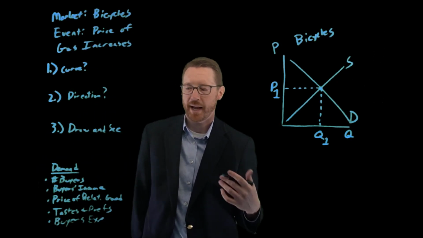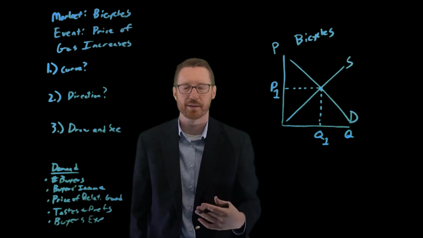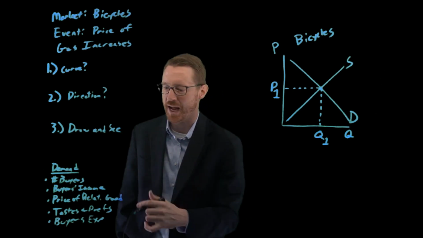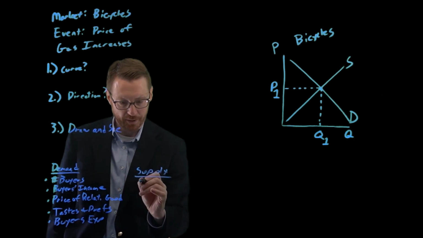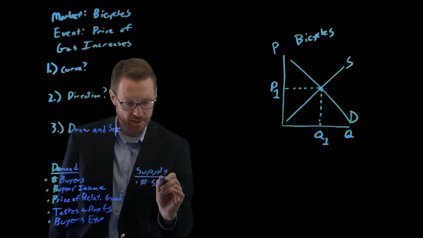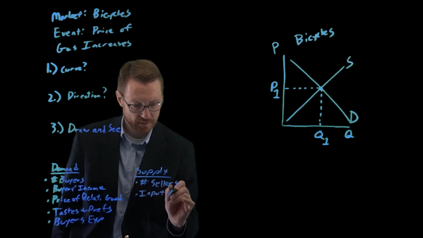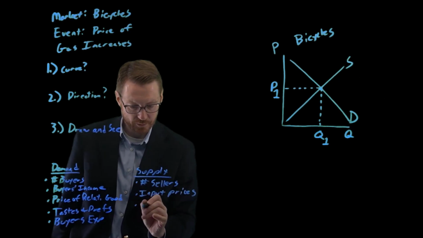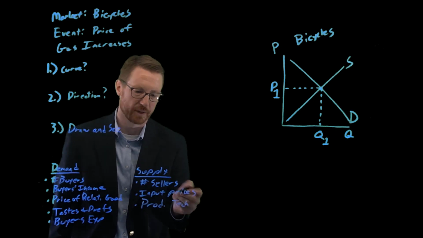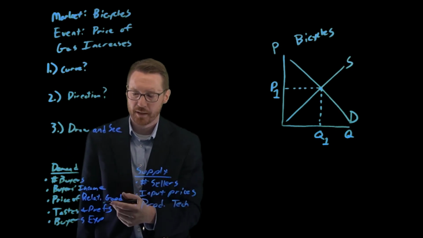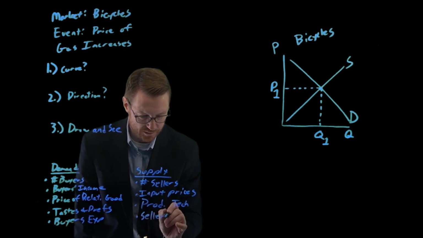Now, depending on how you think about this, you could have a different number of buckets. The goal is just to help us work through a list and say, is this event affecting demand or supply? So what were our buckets for supply? The first one was the number of sellers. The second one was input prices. The third one was production technology. Again, a change in any of these buckets affects supply. And then the last one was sellers' expectations.